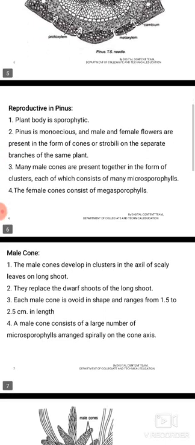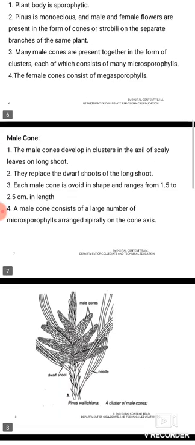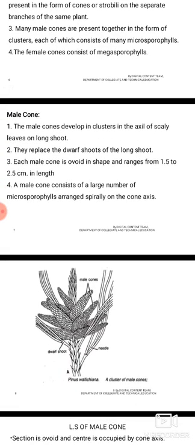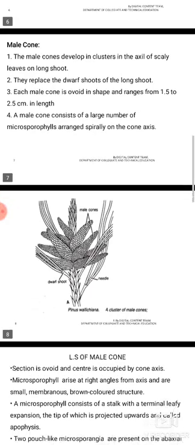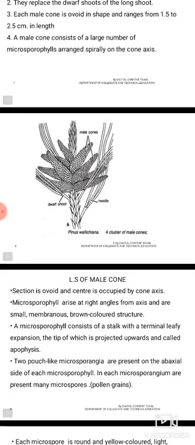Coming to the male cone. The male cone develops in clusters in the axil of scaly leaves on the long shoot. They replace the dwarf shoot of the long shoot, and each male cone is ovoid in shape and ranges from 1.5 to 2.5 cm in length. A male cone consists of a large number of microsporophylls arranged spirally on the cone axis.